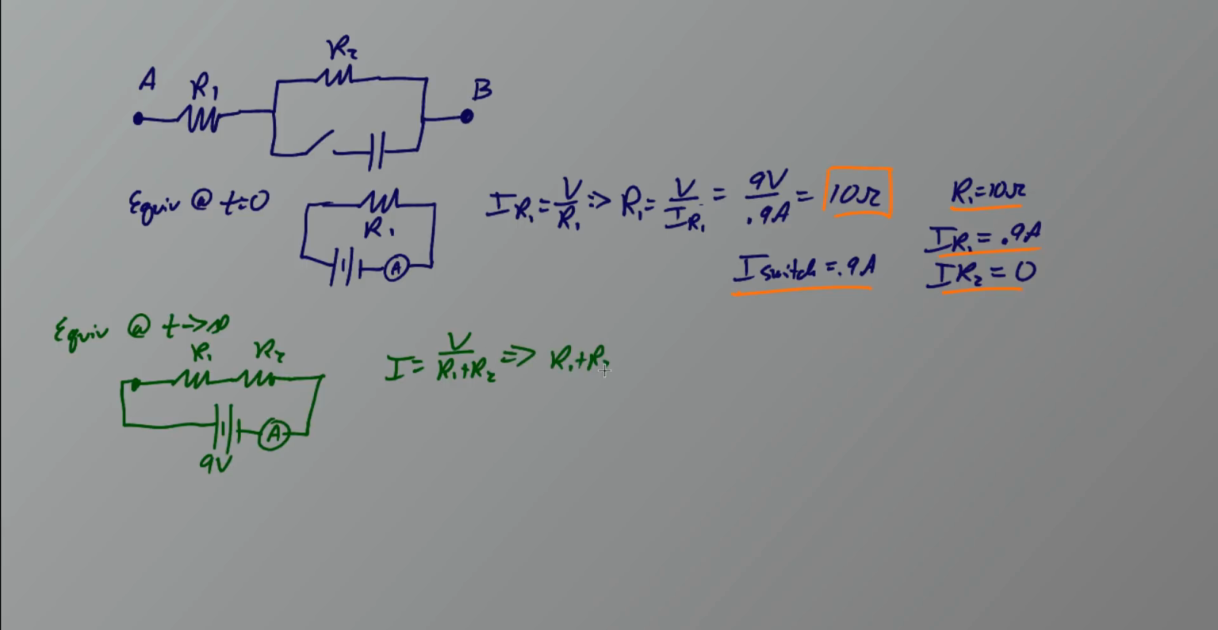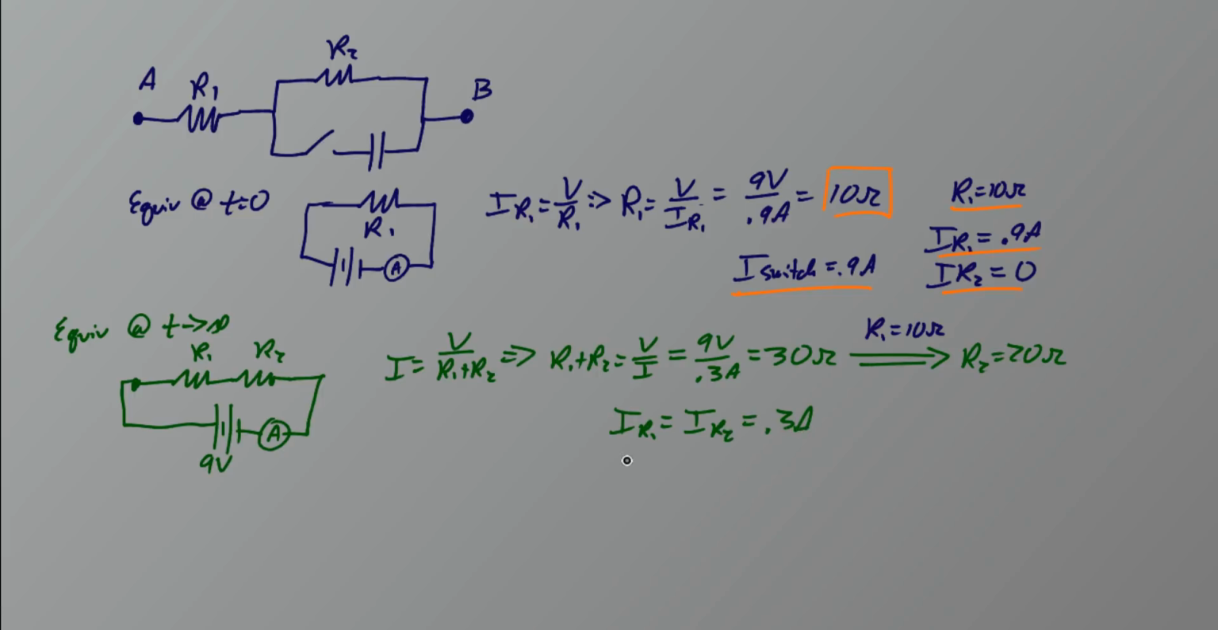Therefore, R1 plus R2 equals V over I, which is going to be 9 volts over, it tells us the current here is 0.3 amps, or 30 ohms. But since we already know up here R1 equals 10 ohms, this implies then that R2 must be equal to 20 ohms. And in this configuration, our current through R1 is equal to the current through R2, which is equal to 0.3 amps. Nothing's going through the switch here, so current through the switch in this case is 0. So you could use that data in order to determine and answer the detailed questions it's asking about what's going on in these different configurations.